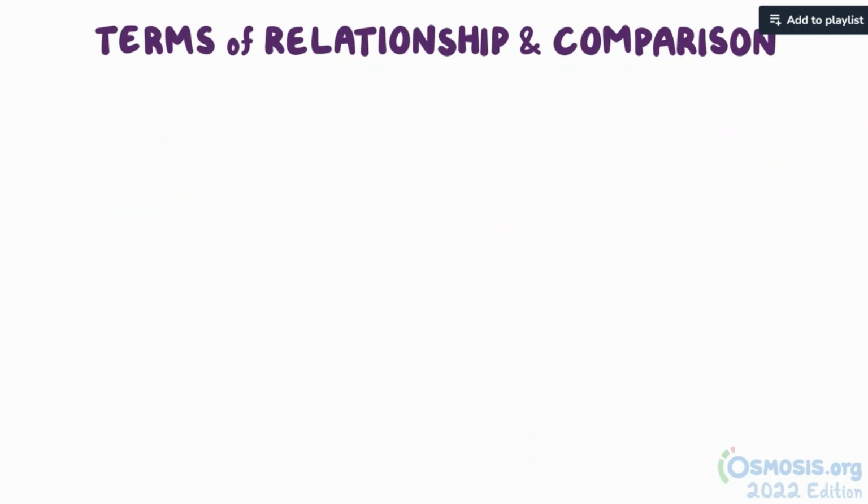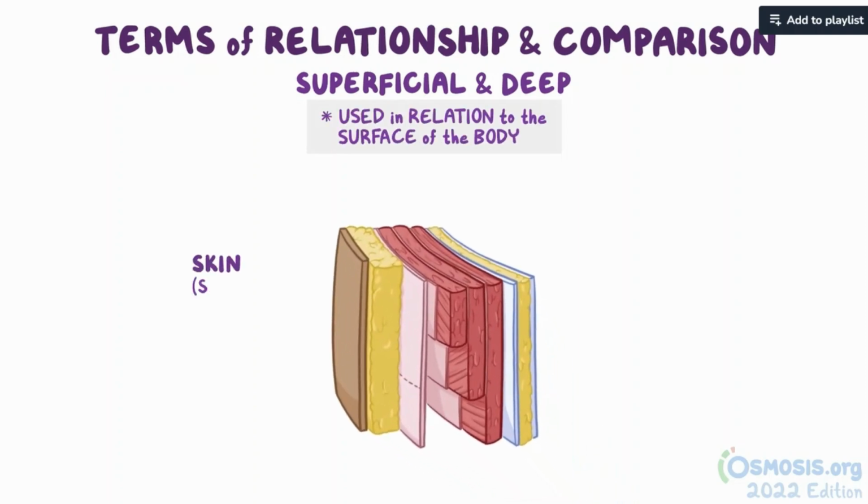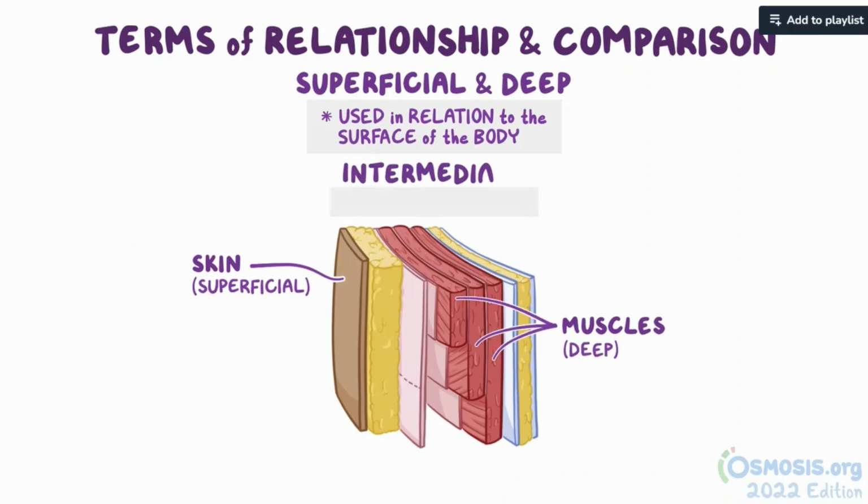Similar, and yet different, are the terms superficial and deep. These terms are used in relation to the surface of the body. For instance, our skin is superficial to the muscles that lie deep to it. We can also use the term intermediate to express the position in between. So a layer of fat between the skin and muscle layers could be considered intermediate.